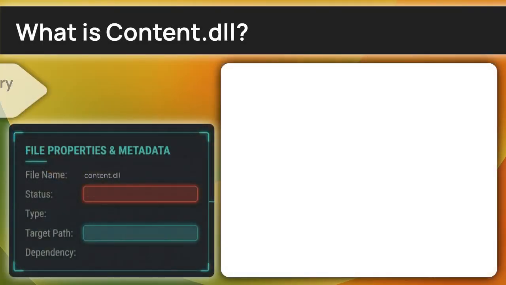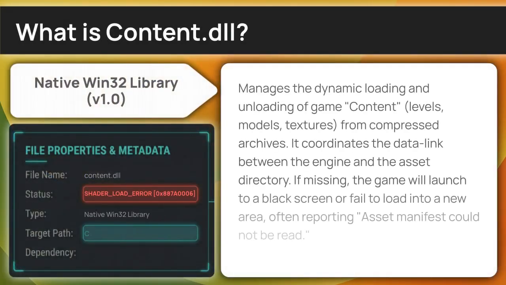This is the Content module. It manages the dynamic loading and unloading of game content, levels, models, and textures from compressed archives. It coordinates the data link between the engine and the asset directory. If missing, the game will launch to a black screen or fail to load into a new area, often reporting "asset manifest could not be read."